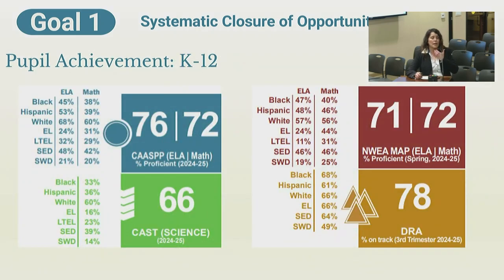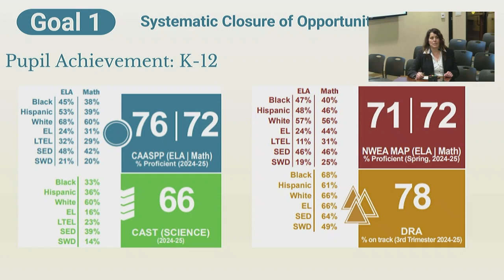The next part of the infographic addresses pupil achievement in grades kindergarten through 12th grade, starting with CAASPP assessments. So 76% of our students demonstrated proficiency in ELA, 72% demonstrated proficiency in math. Down below, 66% of our 5th, 8th, and 11th graders demonstrated proficiency in CAST. They are the only students who take that assessment. And in the top right corner, NWEA MAP.